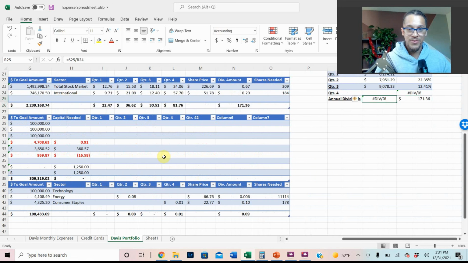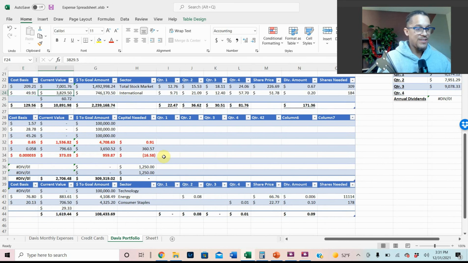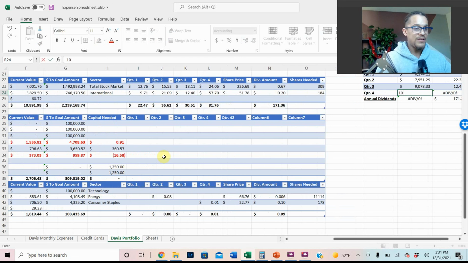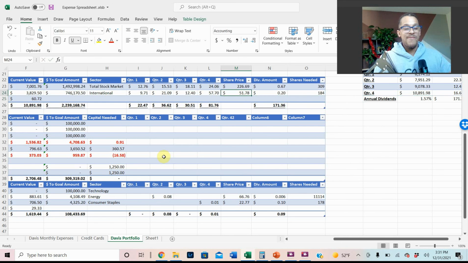However, what we need to do for quarter four is now add in the current value. So that is 10,891.98. Dyslexia. All right. I've already added in the particular dividends.